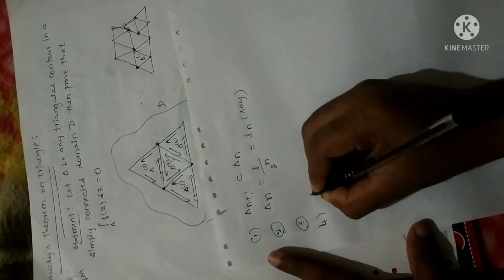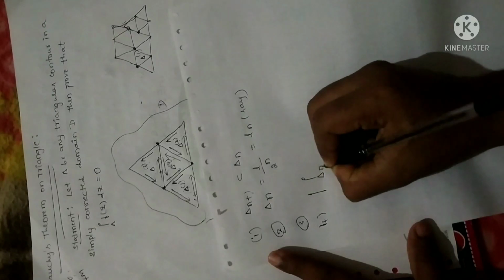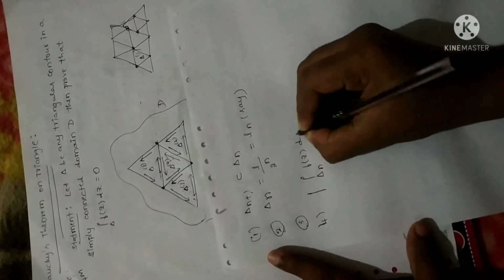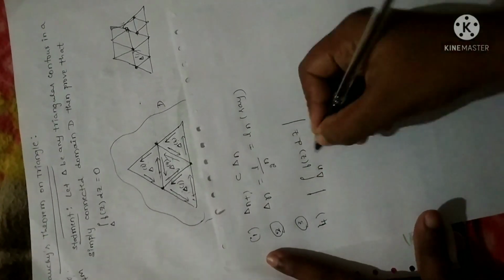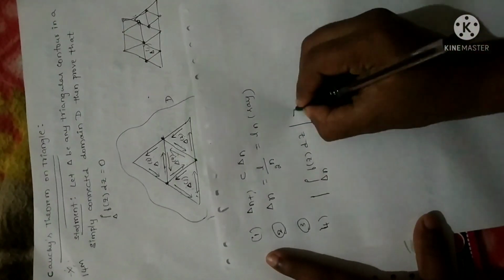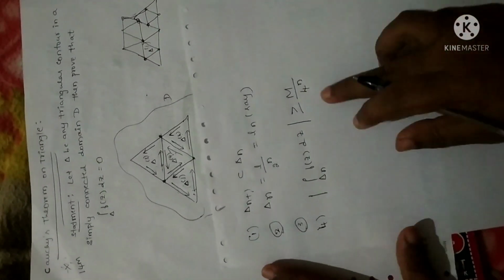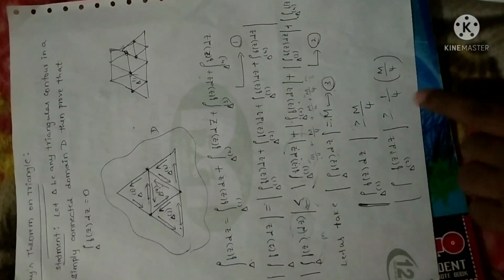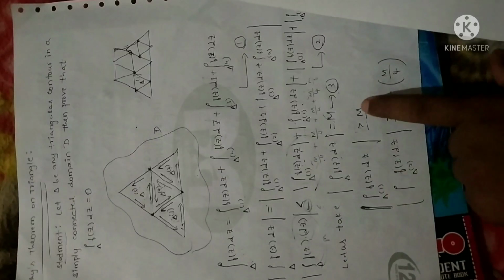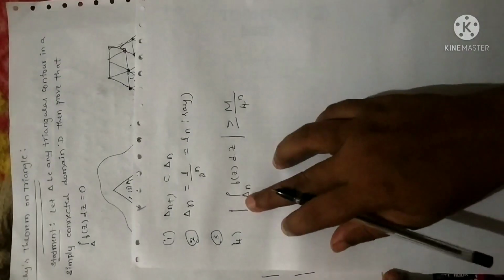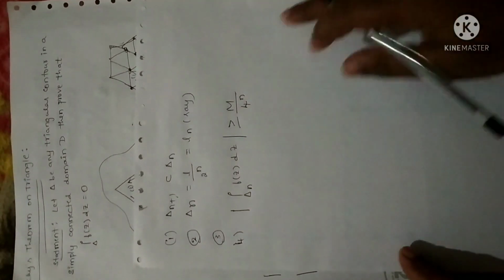And the fourth condition is that the integral over delta n of f of z dz, whatever the value of n, that is whatever the triangle you are going to choose, all the values will be greater than or equal to m by 4 power of n. This is something like a generalized case. See here, for the first triangle it is greater than or equal to m by 4. For the second triangle it is 1 divided by 4 square into m, or m divided by 4 square I can write. So for the generalized case it is m divided by 4 power of n.